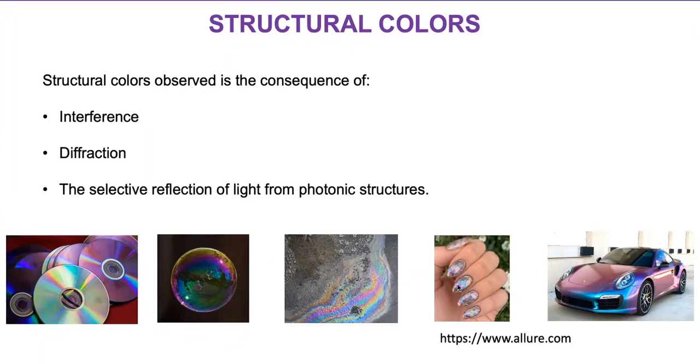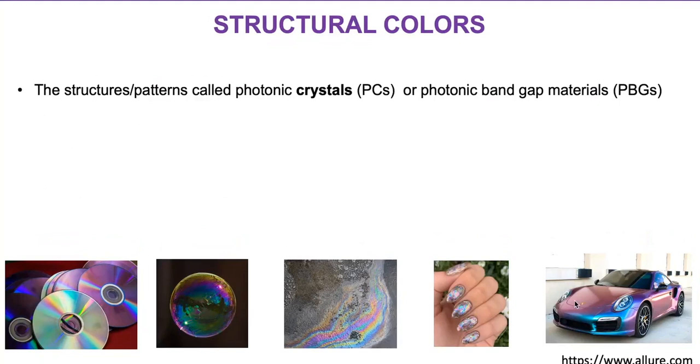And these days, it's also possible to make nail polish which displays more than one color, but it's non-pigmented. And it's also likely that one day in the future we will have much more beautiful structural colors in our vehicles. Where do these colors come from? The structures which are responsible for these colors are photonic crystals. They're also called photonic band gap materials.